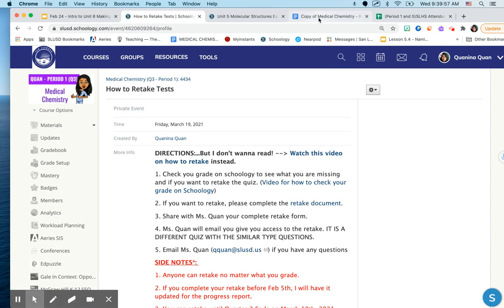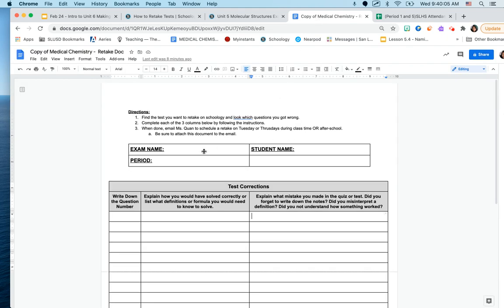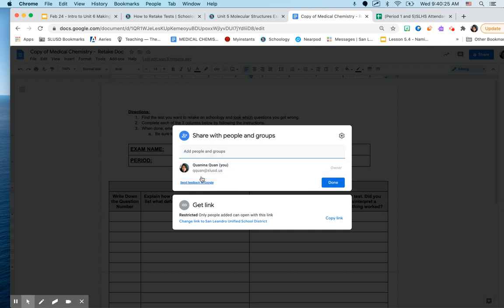It's going to ask you to make a copy, and you're going to click on that blue button that says make a copy, and it will look like this. So for every question you got wrong on the Unit 5 exam, write down that question number and how to correctly solve. So you might want to watch the videos that I link you for that, and then what mistake you made. Then you're going to share this with me by my email, and once you share it with me, I'm going to respond to you via email and let you know what are the next steps to retake.